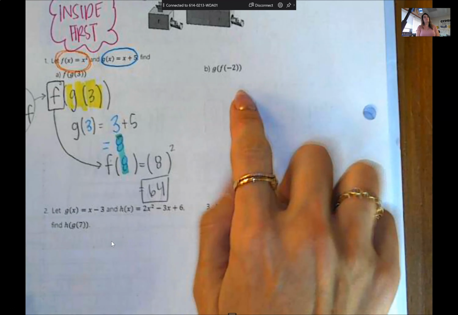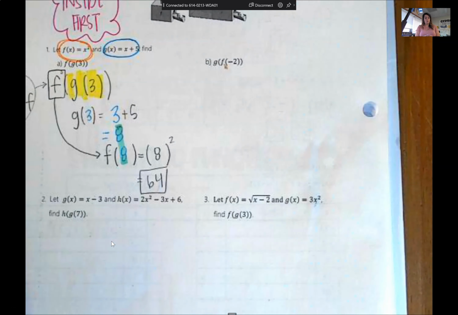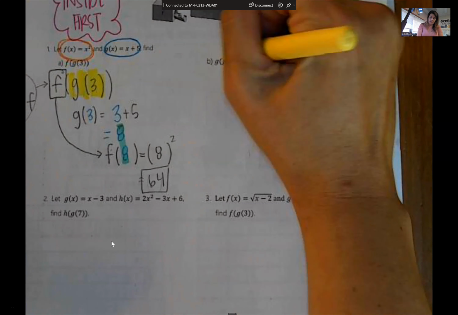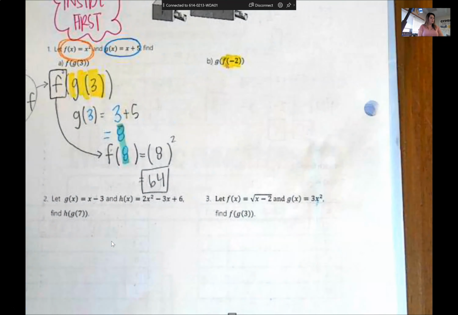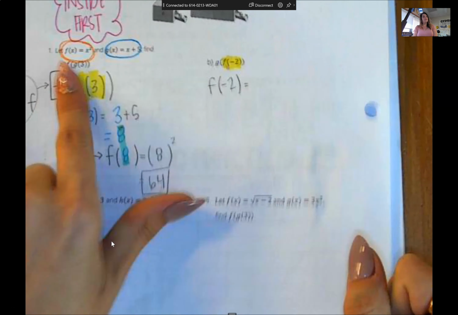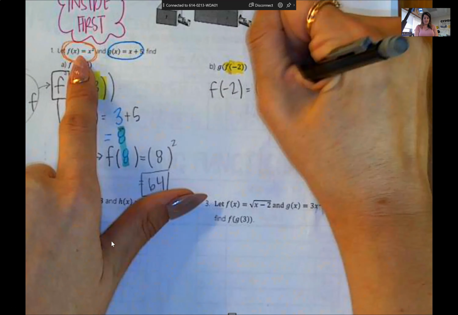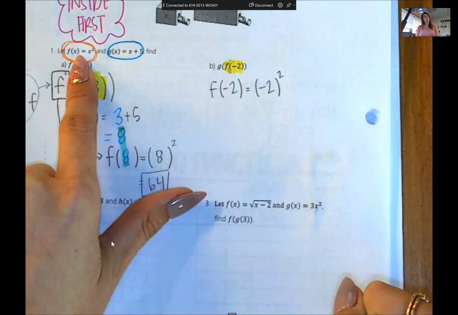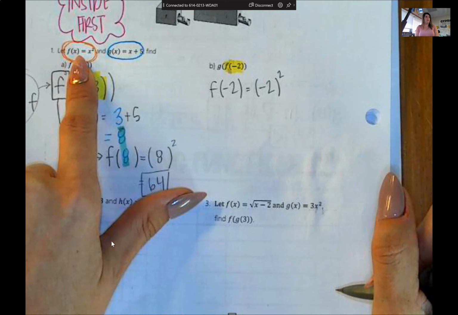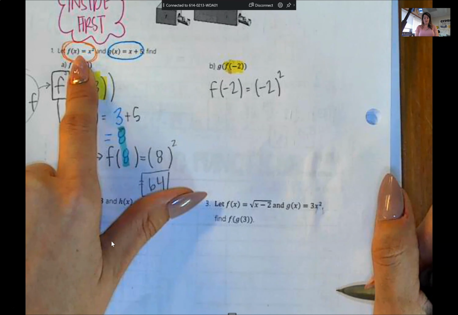So this example on B is the opposite. They have f inside of g, which means we need to do f first. We do what is on the inside first. So we're going to take f of -2. Well, it's still x squared. It's still this function. So we do -2 squared. What do we get? No, you didn't use parentheses. What is it really? Somebody use parentheses and tell me. 4.